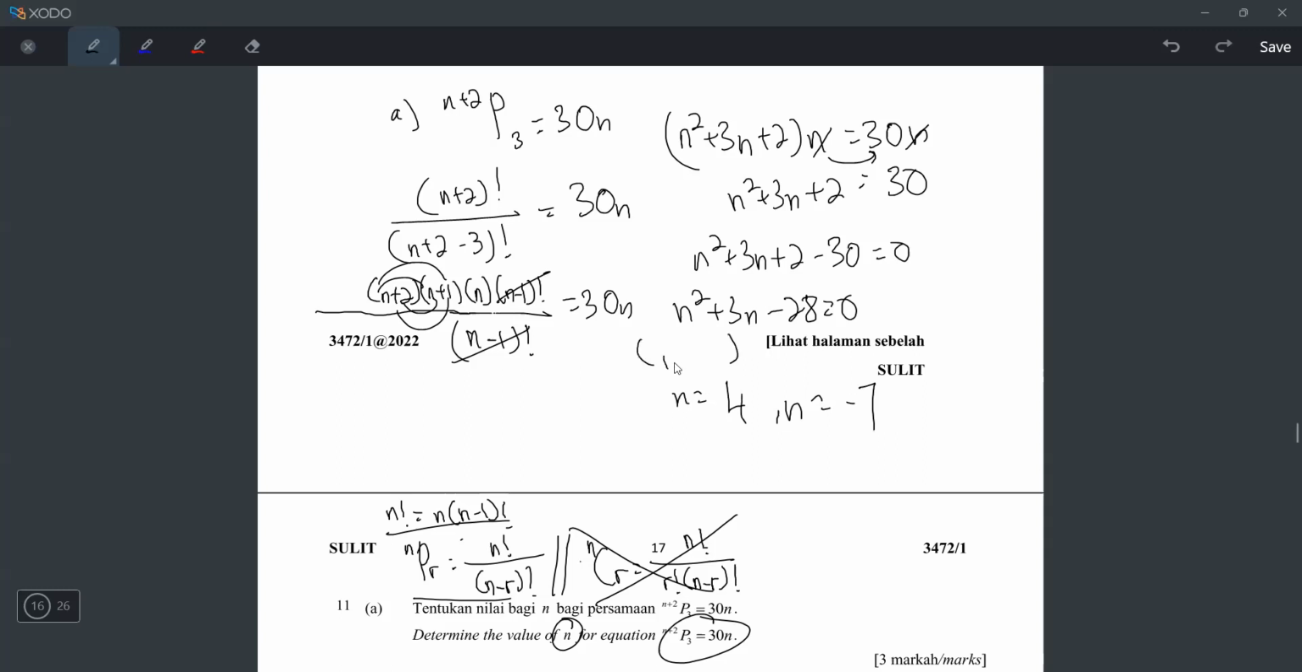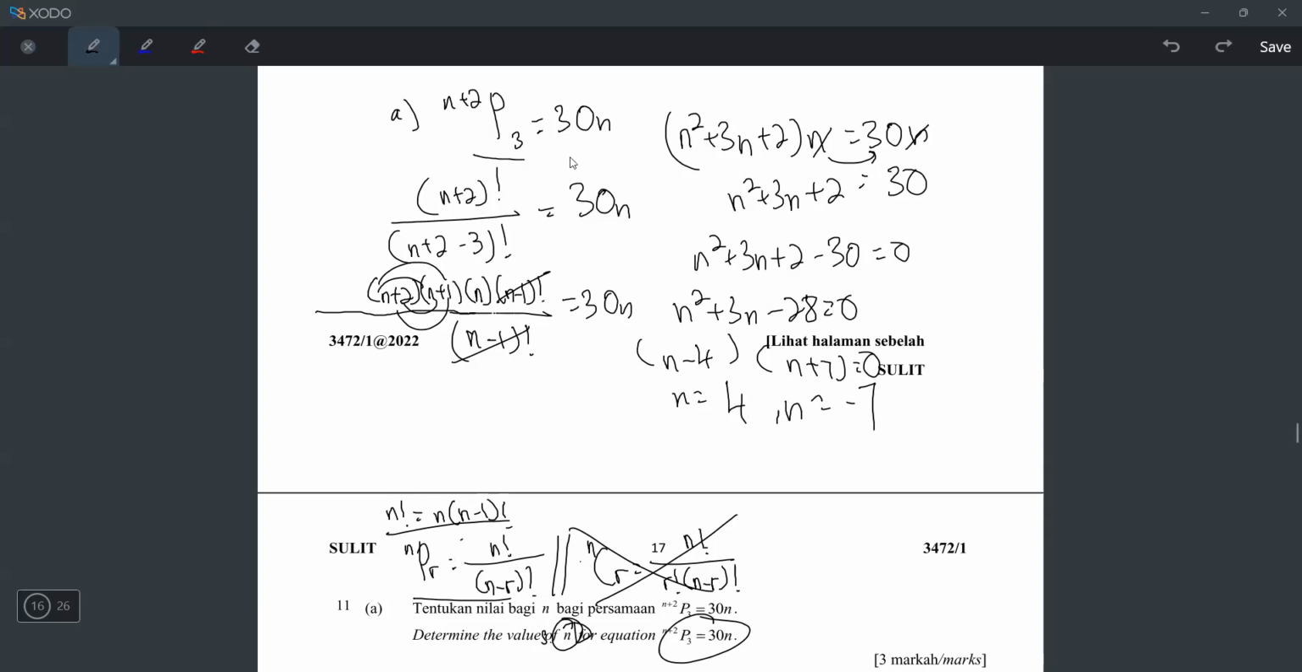If the answer is 4, you have to write n minus 4 up here. Minus 7 means n plus 7 equals 0. So that's the answer. But they say determine the value of n, right? And they never put the s here. It means I can only accept one answer. So which answer? 4 or negative 7?